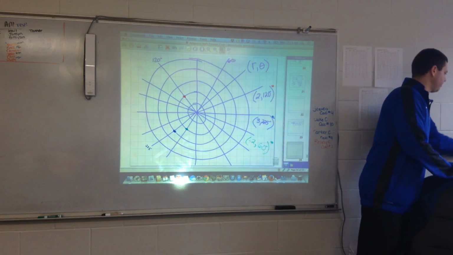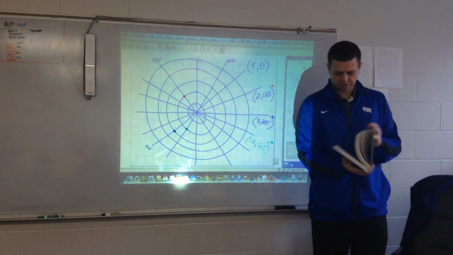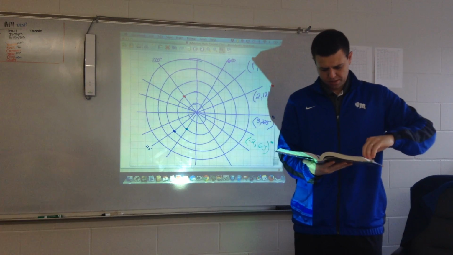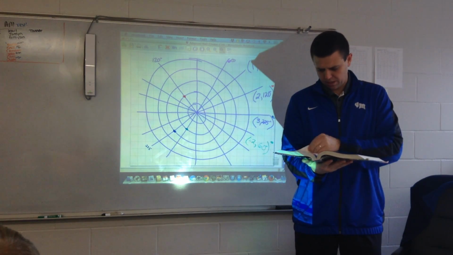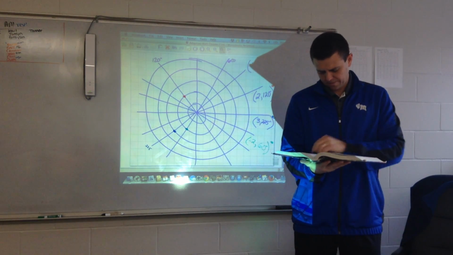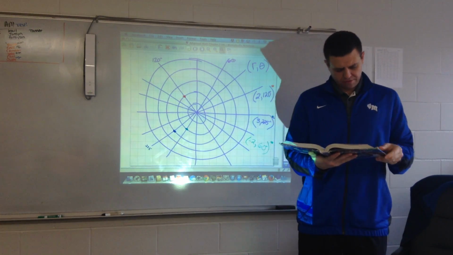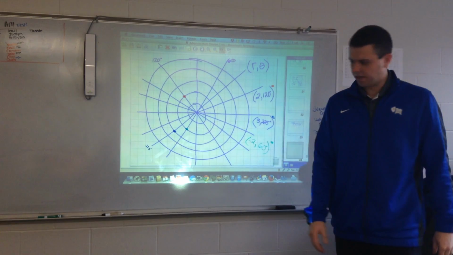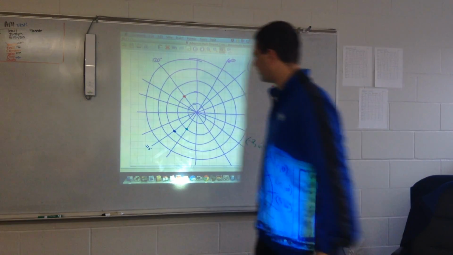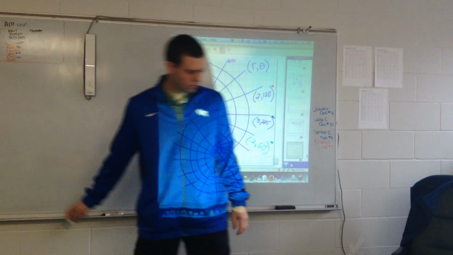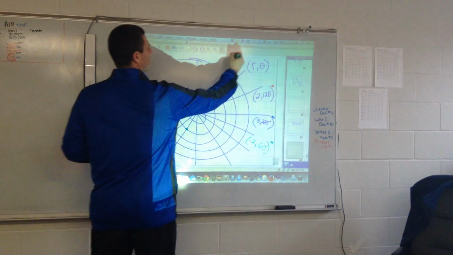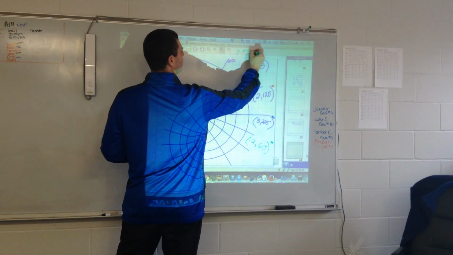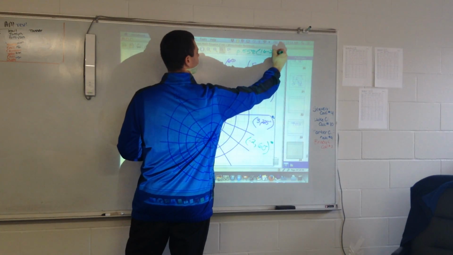There's some practice plotting point problems in your textbook. They are on page 558, 16 through 27.